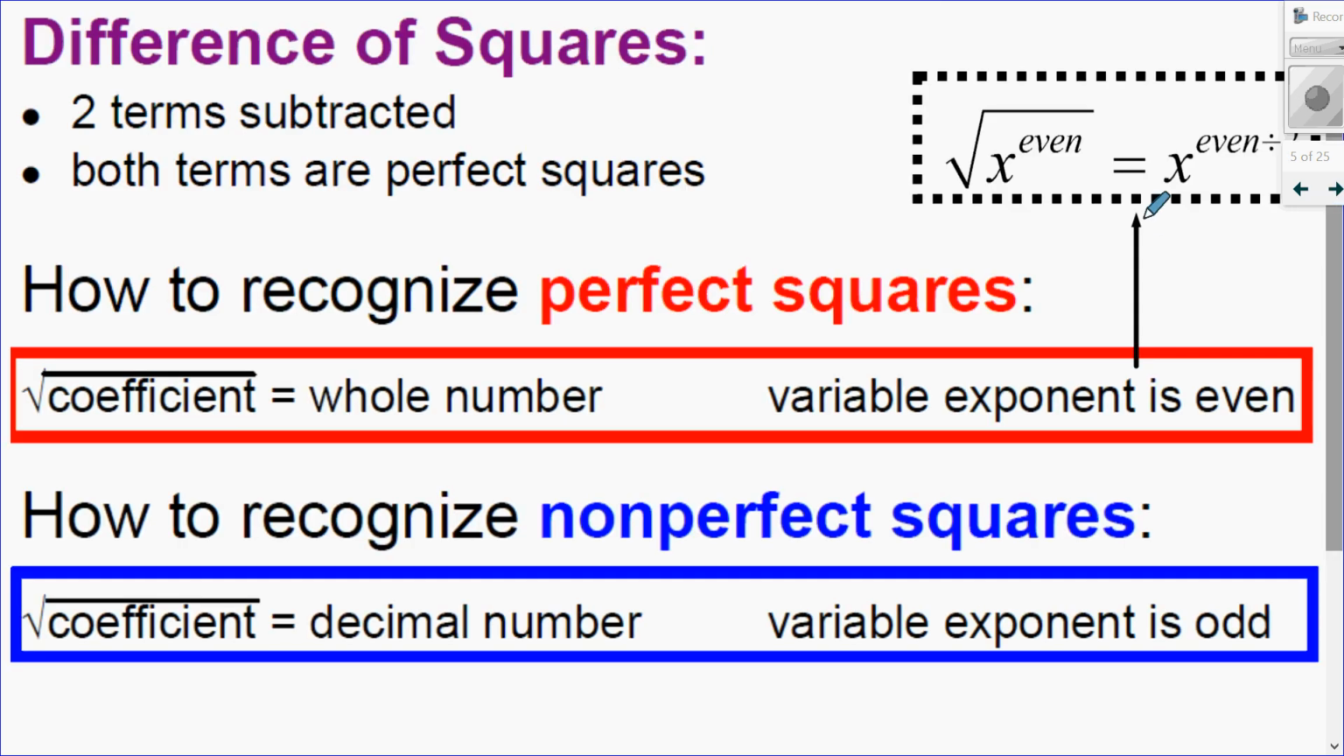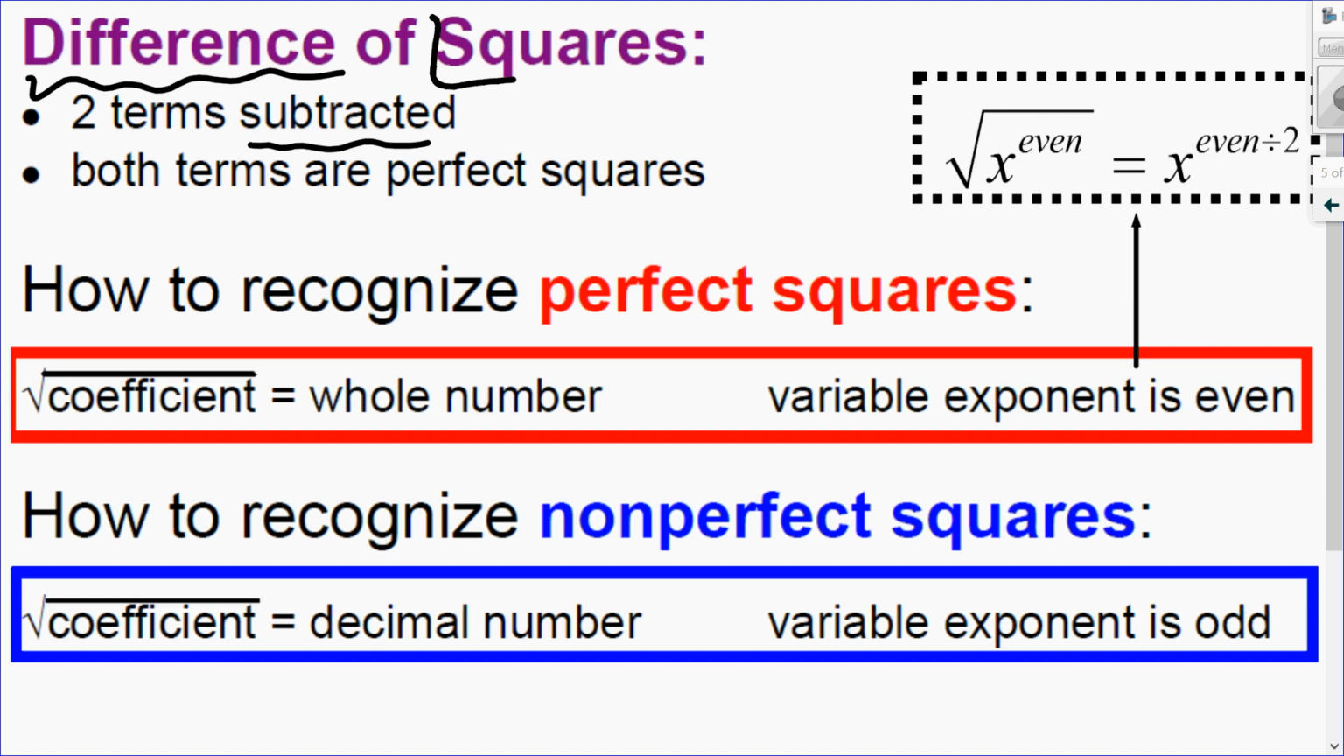The second type of factoring that you guys have to do is difference of squares. Now, difference of squares is exactly what it sounds. Difference means that the terms are subtracted. Really important, there is no sum of squares. So if those numbers are added, you can't use this. Difference has to be subtracted.